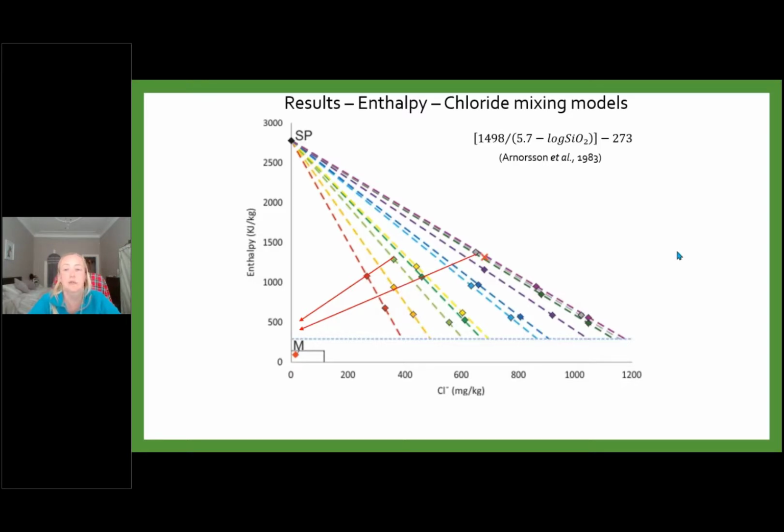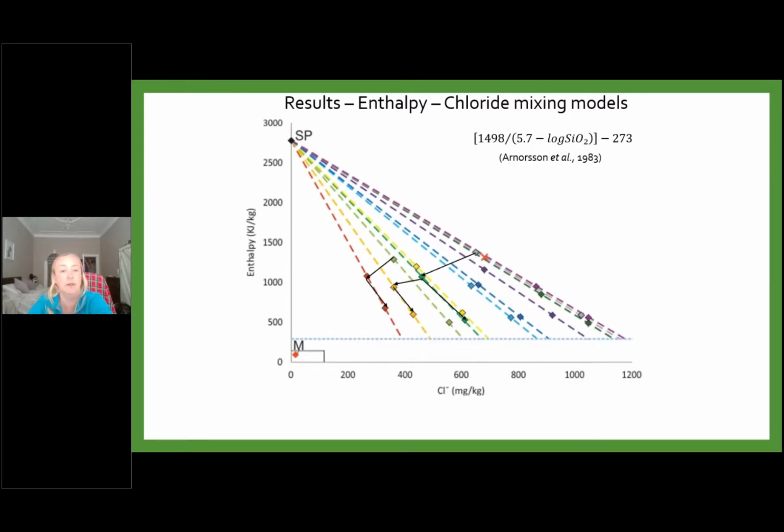So the blue one there is mixing between wells with meteoric water. And then the black arrows there is again boiling, but it's boiling within the reservoir.